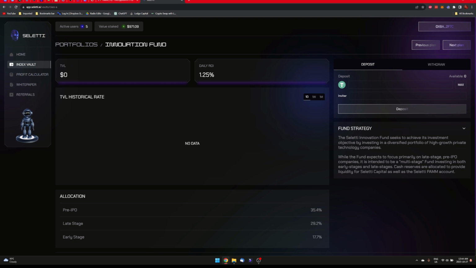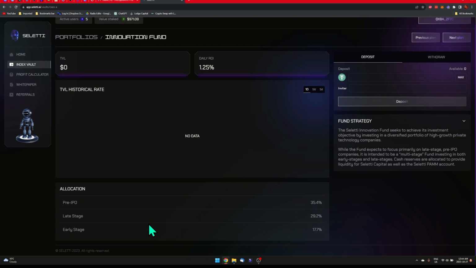Cash reserves are allocated to provide liquidity for Seletti Capital, as well as a Seletti PAM account, right? Now, this is where your money is going to be distributed, right? So there's 35% in pre-IPO companies, 29% in late-stage companies, and 17.7% in early-stage companies. Now, these are arbitrary numbers, I'm pretty sure. Like, we don't know exactly if those numbers are legit, but based on what they're saying, this is how they're going to separate the money coming in to this specific portfolio plan to maximize those returns and to be able to pay out 1.25% daily ROI for all the investors.